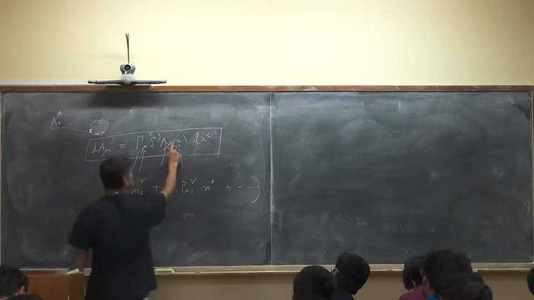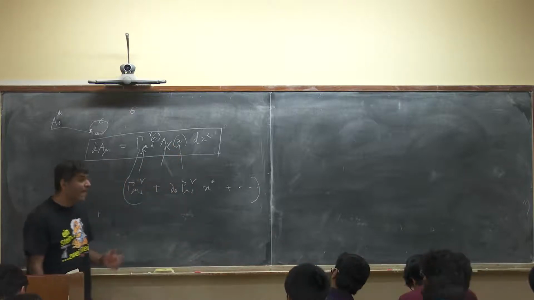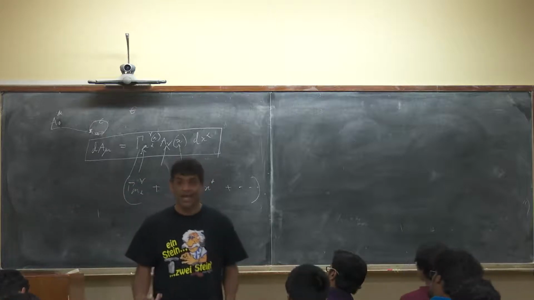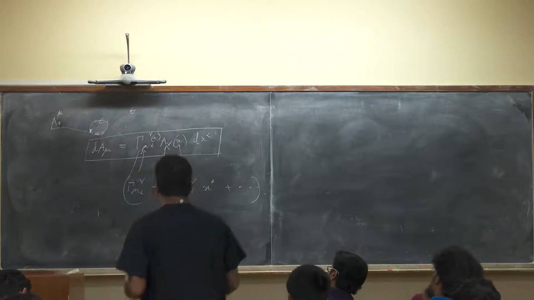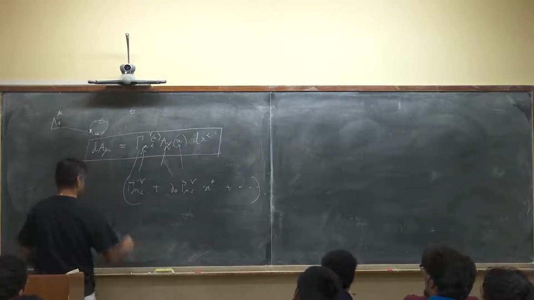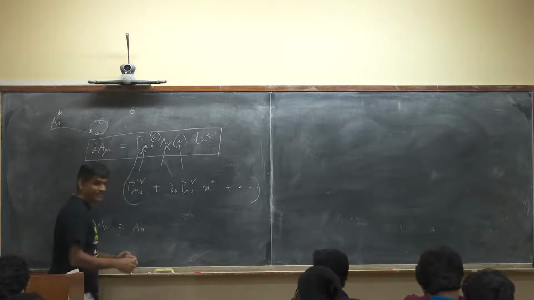Now, what about this guy? We need that also to order epsilon. Okay? But to get, what is A nu? A nu is A0 plus the change.